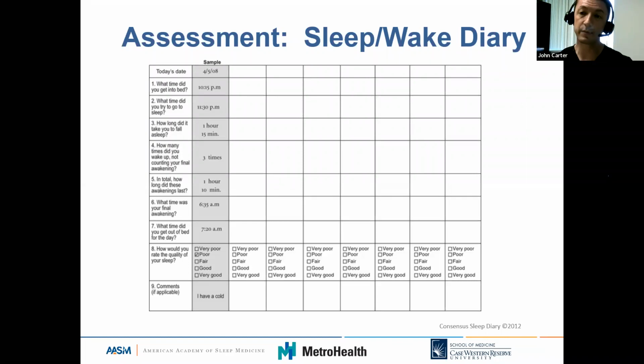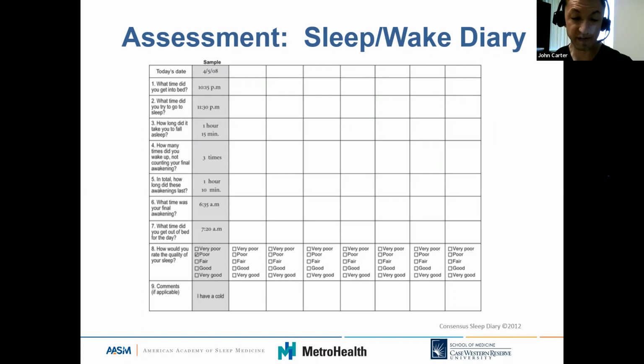The diary that I'll most often use for insomnia is the one here. This is the consensus sleep diary. This is free for clinical use and educational use. This is essentially asking you the times that you got into bed, when did you fall asleep, how long did it take you to fall asleep, how many times did you wake up, et cetera, et cetera.